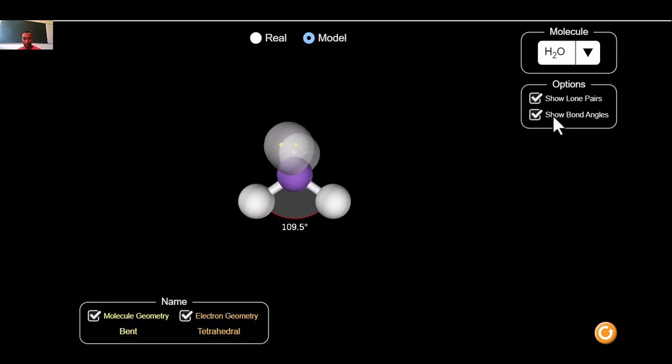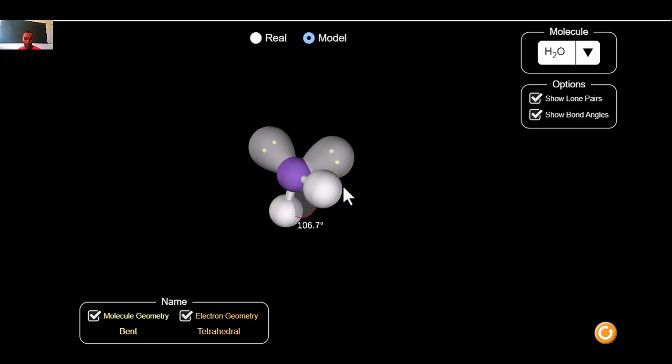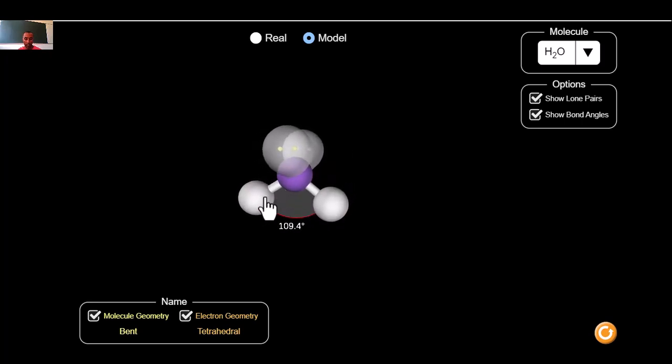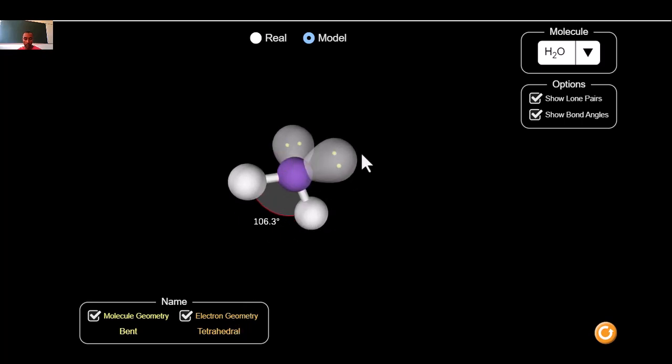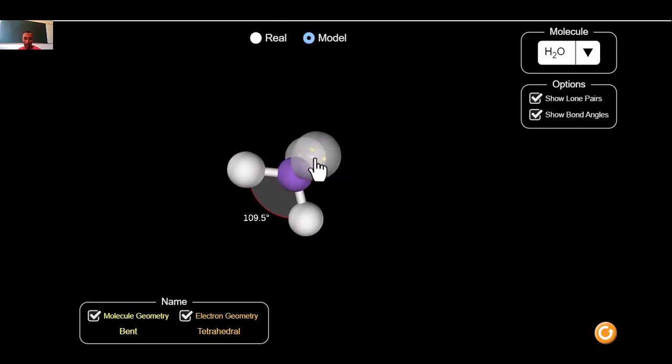Consider this molecule, the water molecule. The molecular geometry is bent and the electron geometry is tetrahedral, because the molecular geometry only considers the atoms that surround the central atom. We have 2 atoms, and the electron geometry considers the lone pairs also. We have 4 electron groups that surround the central atom, 2 lone pairs and 2 atoms. So the electron geometry is tetrahedral, but the molecular geometry is bent.